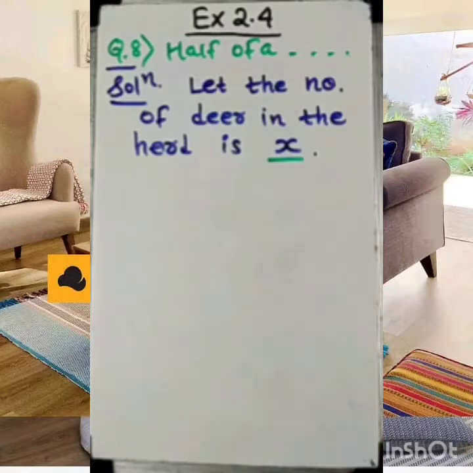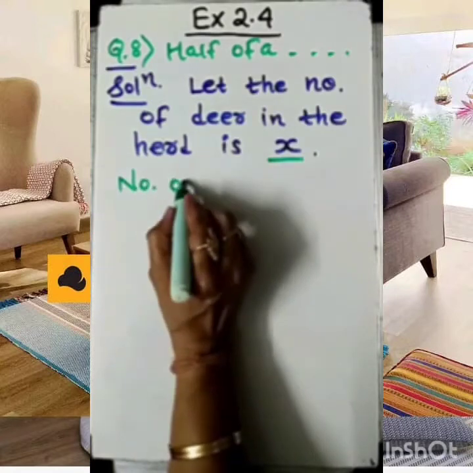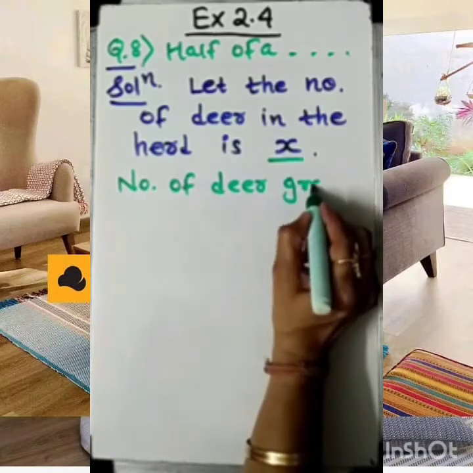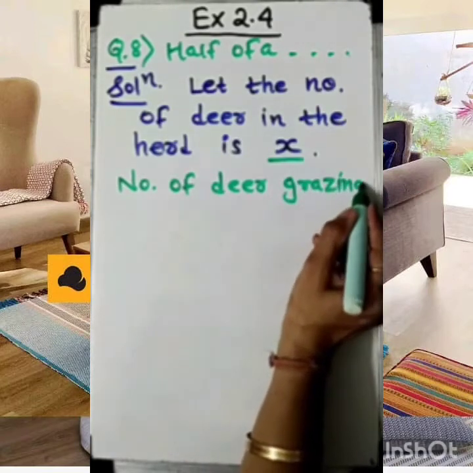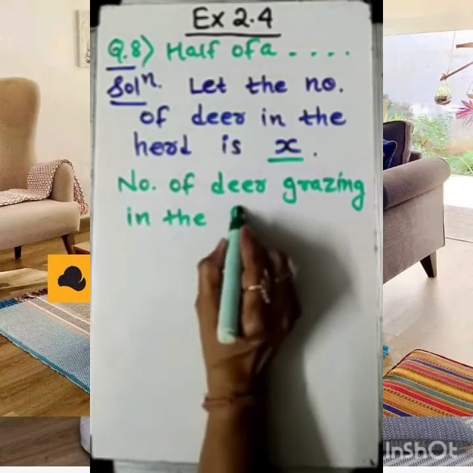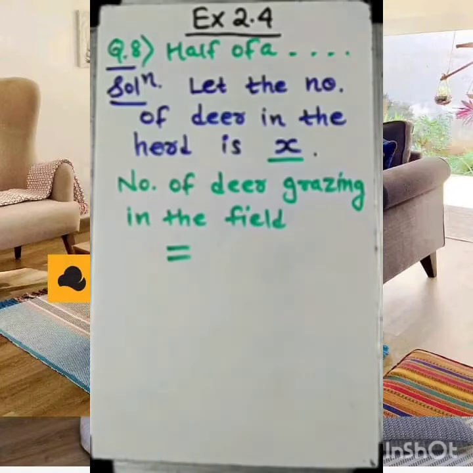Three types of deer are there. Now three types of deer indicate what? Half of the herd of deer are grazing in the field. So first we need to mention the number of deer grazing in the field. Okay, please keep this in mind. This is a very important thing.